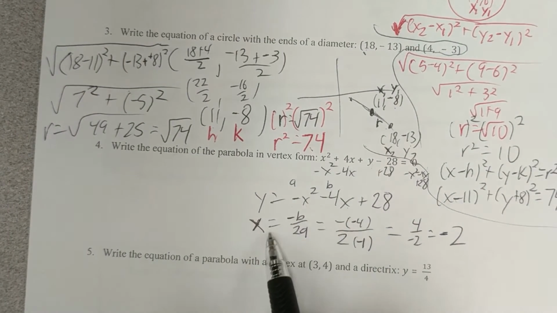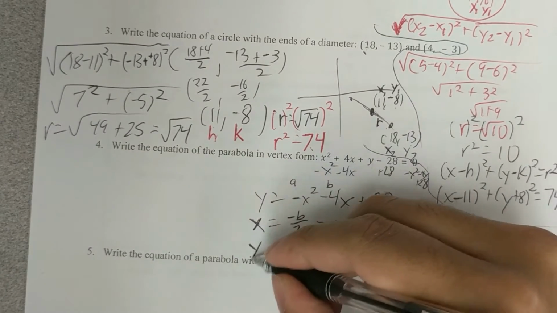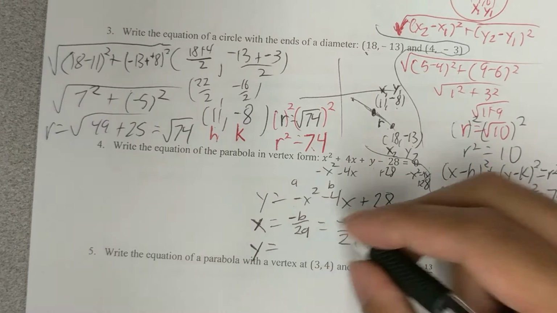So the x-coordinate of the vertex is -2, but now I need the y-coordinate. So the equation tells me how to calculate the y-coordinate. I just plug in -2 for all the x's.